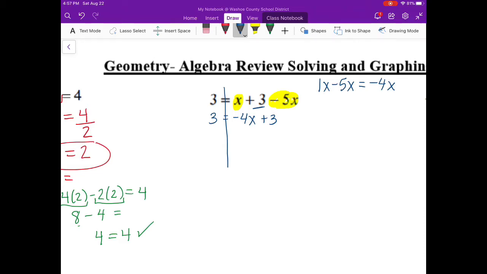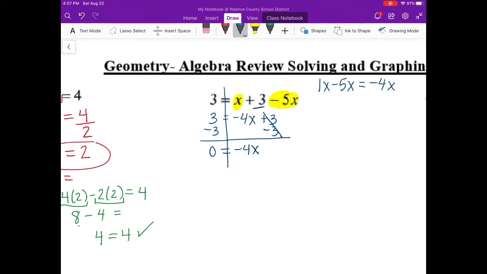So we want to move things away to get x by itself. You are going to subtract 3 from both sides. That's going to cancel out there. 3 minus 3 is 0. Okay, so then I have 0 equals negative 4x.